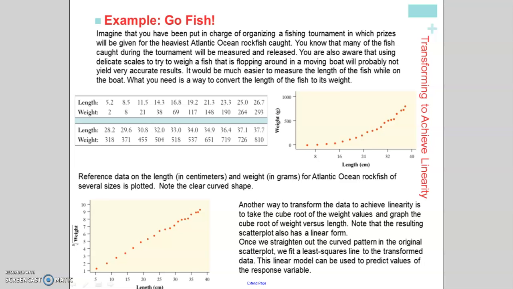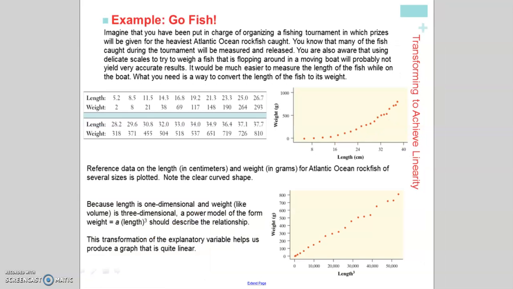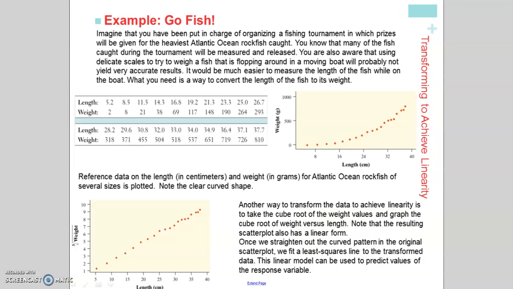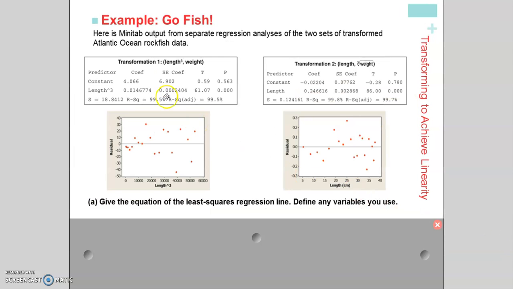Now let's take a look at these two examples at the same time, because there are two different options for this data. If you do the length cubed compared to weight, you get this regression here. You get this y-intercept and slope. You can see the r squared is very high here for the transformed data. And then if you do instead length compared to the cube root of weight, you can see this y-intercept and slope and this r squared value. So again, very strong relationships no matter which way you do it.